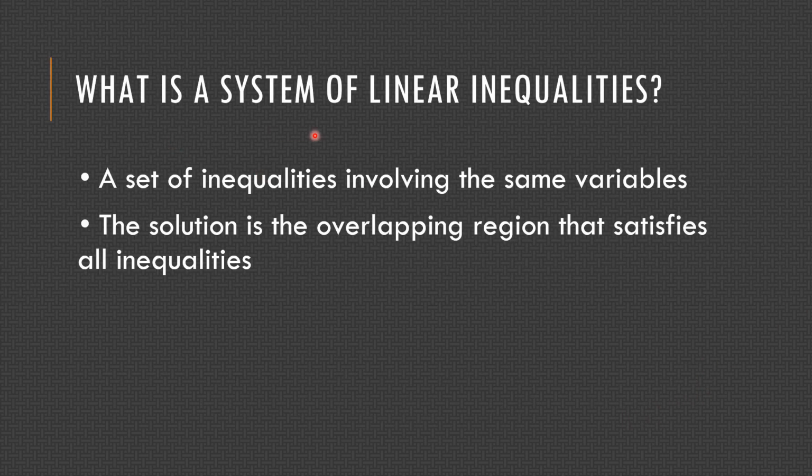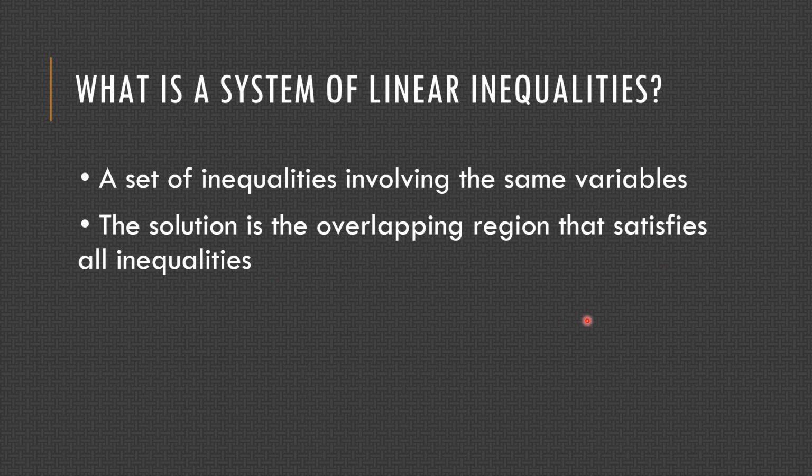What is a system of linear inequalities? It is a set of inequalities involving the same variable. So what it means is that we are going to have two or more inequalities with the same variables. It can be x and y or a and b. Good. So here the solution is the overlapping region that satisfies all inequalities.